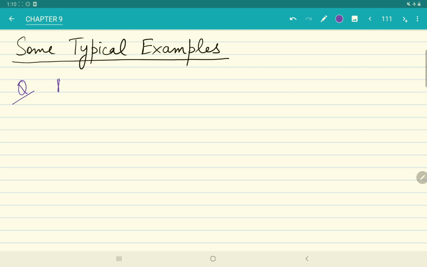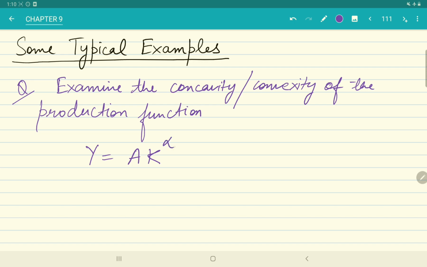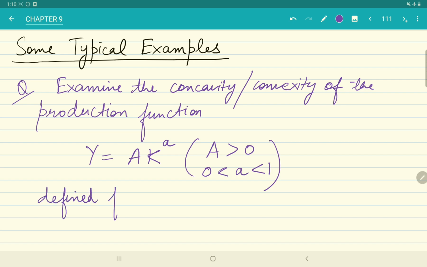The first question is that we have to examine the concavity or convexity of the production function y is equal to A k raised to the power little a, wherein A is greater than 0, and the production function is defined for all k greater than 0.